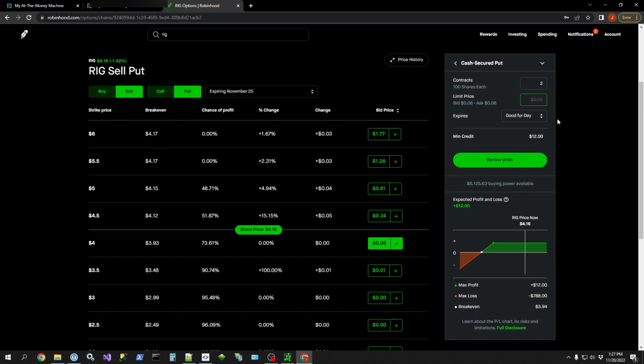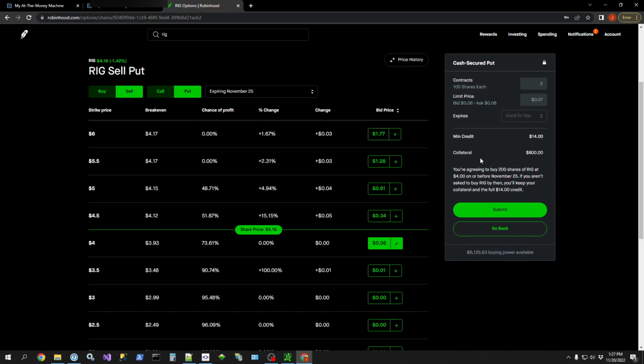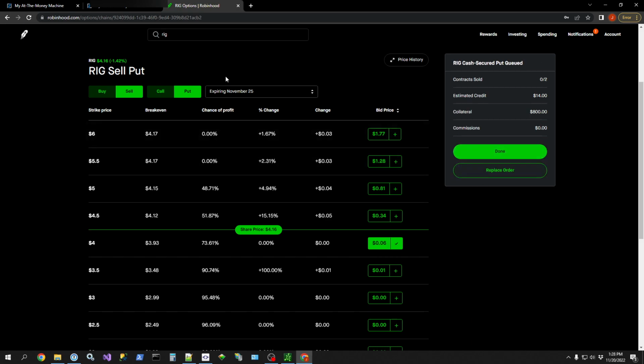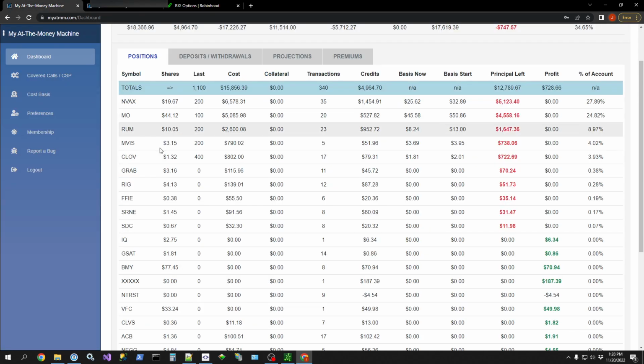I like to go in the middle, and sometimes I get it, sometimes I don't. Whatever. If I don't get it, then I'll go down to 6. I'll have to wait till tomorrow morning, obviously, to find out. But it hits sometimes when it's in the middle like that. So more money's always nice, right? So go ahead and commit to this. See, $800 collateral. So we'll submit it, and we're done with that one. All right, so moving on.